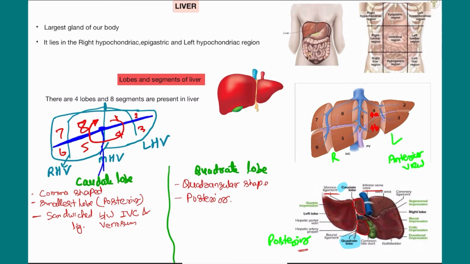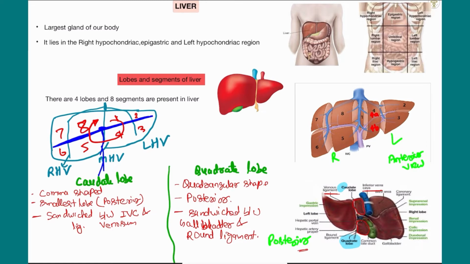Here is the gallbladder. On the right side you will see the gallbladder, and on the left side is the round ligament. It is also called ligament teres. So it is present sandwiched between the gallbladder and the round ligament or ligament of teres. Any name you will learn, because both are the same.